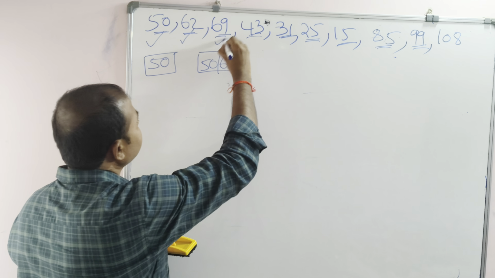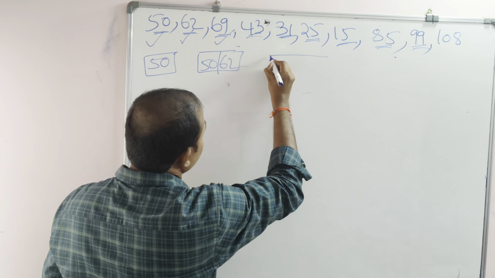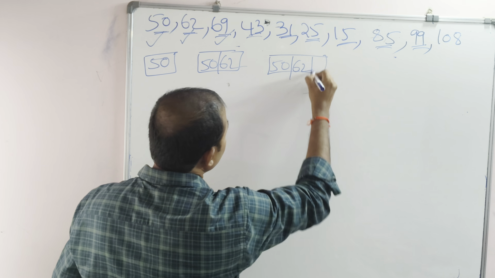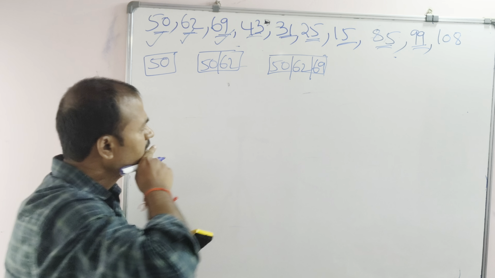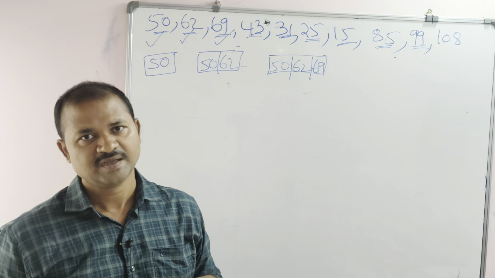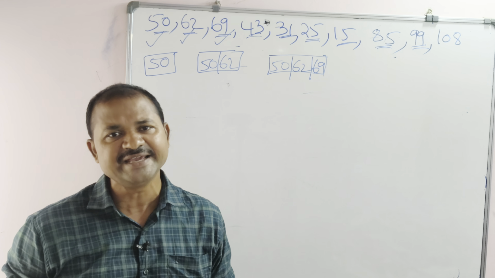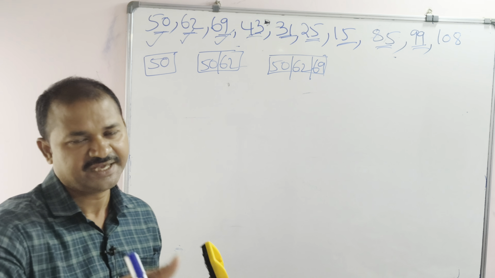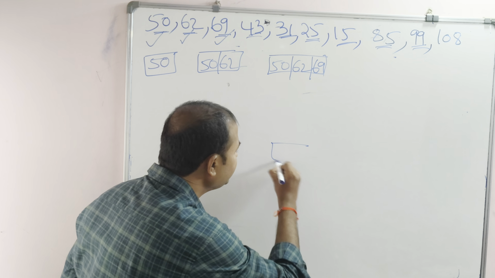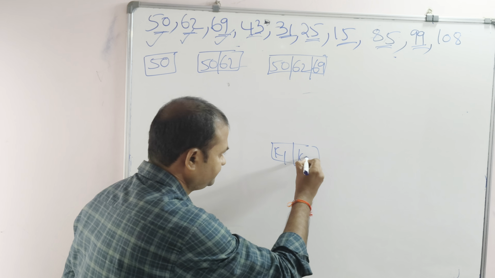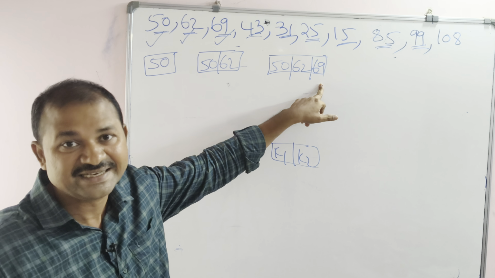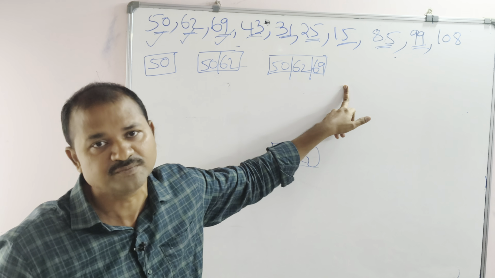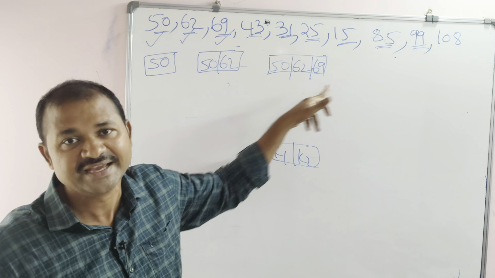So next we have 69. After inserting 69, the leaf node is 50, 62, 69. Here the leaf node is full. A 2-3 tree means each node can have a maximum of 2 keys. If we take a 3-node, we will have how many keys? We will have 2 keys. But here we have how many keys? 3 keys. So 3 keys means the leaf node is full. We can't store 3 keys in a node.